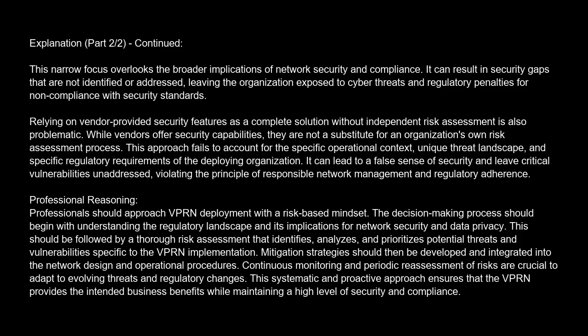The decision-making process should begin with understanding the regulatory landscape and its implications for network security and data privacy. This should be followed by a thorough risk assessment that identifies, analyzes, and prioritizes potential threats and vulnerabilities specific to the VPRN implementation. Mitigation strategies should then be developed and integrated into the network design and operational procedures. Continuous monitoring and periodic reassessment of risks are crucial to adapt to evolving threats and regulatory changes.